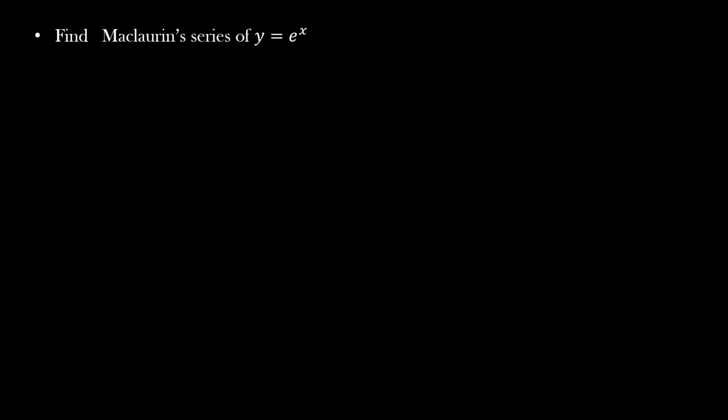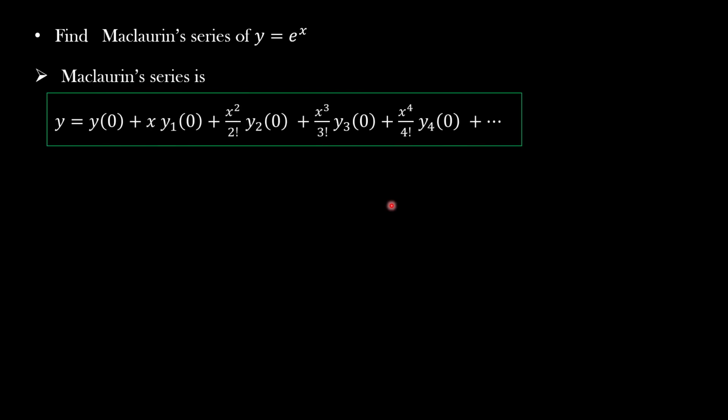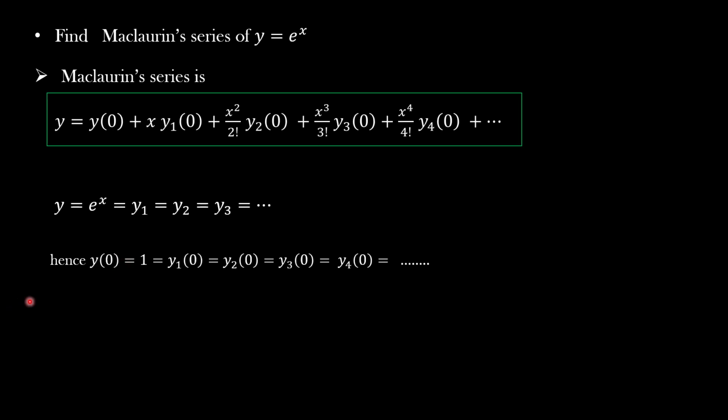Next problem, find Maclaurin series of e power x. E power x is one of the simplest functions since its higher order derivatives are itself, so that we can easily observe y1, y2, y3, y4 is e power x, so that the corresponding values of the derivatives at x is equal to 0 is 1. Substituting it in the above Maclaurin series, we get e power x is equal to 1 plus x plus x square by 2 factorial plus x cube by 3 factorial and so on.